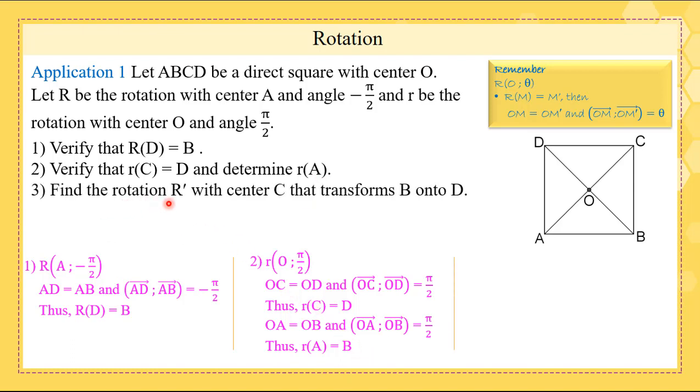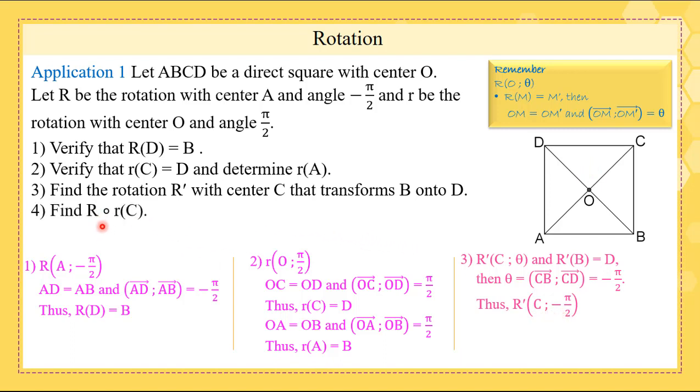Now part 3, find the rotation R prime with center C that transforms B onto D. Try to do it. Now since C is the center of R prime, it's enough to find its angle theta. Now R prime of B is equal to D. This means that theta is equal to the angle between CB vector and CD vector. Now the angle between CB vector and CD vector is equal to minus pi over 2. So R prime has center C and angle minus pi over 2.